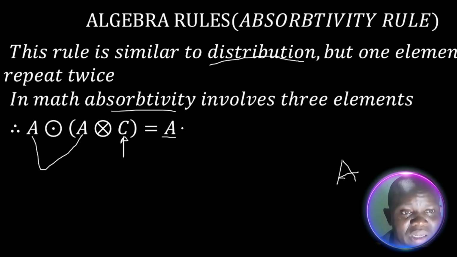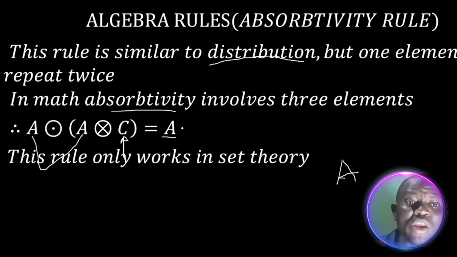Are you getting me? That is to say, C has been absorbed by A, which occurs more than C itself. The frequency of A is 2, while the frequency of C is 1. When we are talking about frequency, we are talking about the number of times a specific thing occurs.